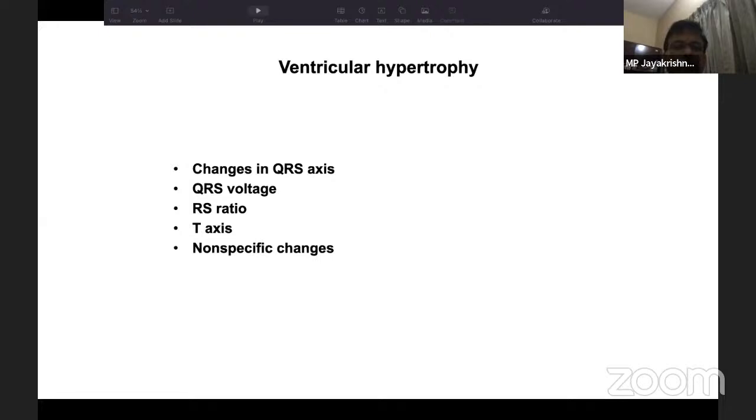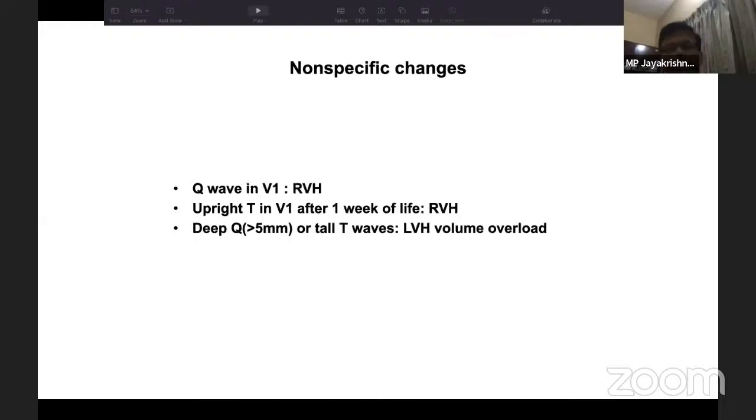So ventricular hypertrophy, how do you know? Looking at the changes in QRS axis, QRS voltage, RS ratio, T wave axis. All these things we have already discussed. Non-specific changes for ventricular hypertrophy we have already discussed, like the Q wave in V1 indicating right ventricular hypertrophy, and upright T in V1 after 1 week of life, again right ventricular hypertrophy.